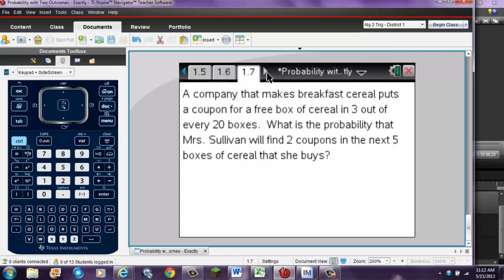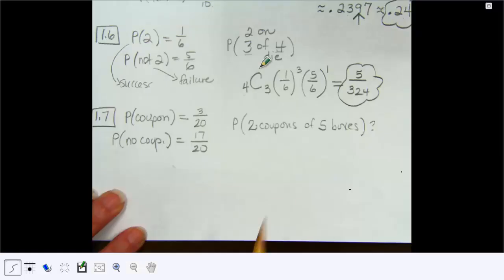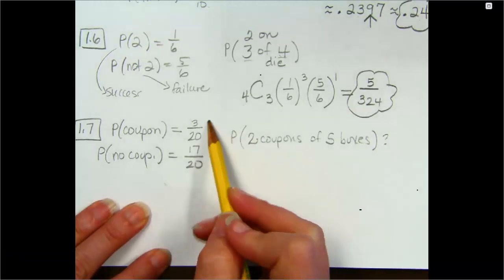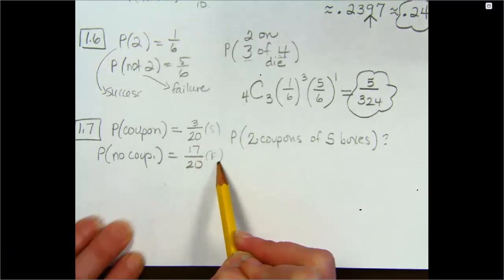One last problem. A company that makes breakfast cereal puts a coupon for a free box of cereal in 3 out of every 20 boxes. What is the probability that Mrs. Sullivan will find 2 coupons in the next 5 boxes she buys? So getting a coupon is my success, not getting a coupon is my failure.